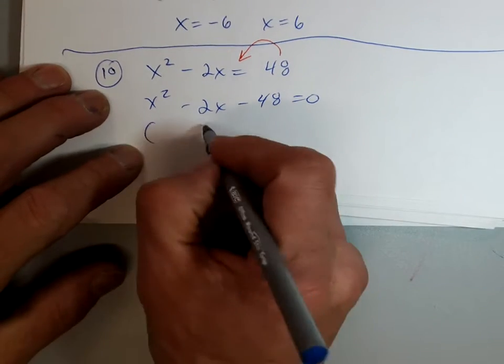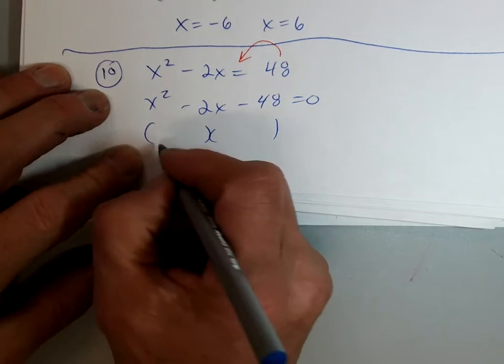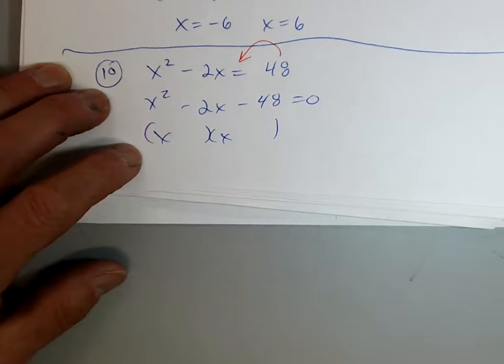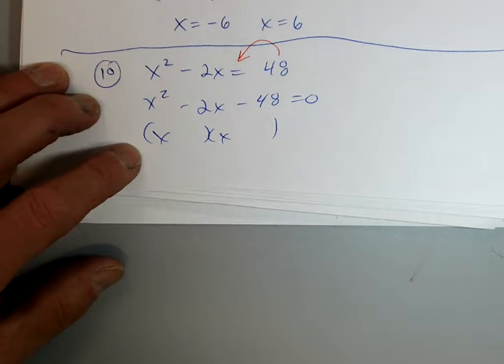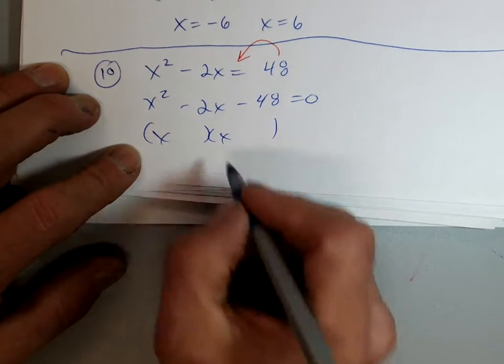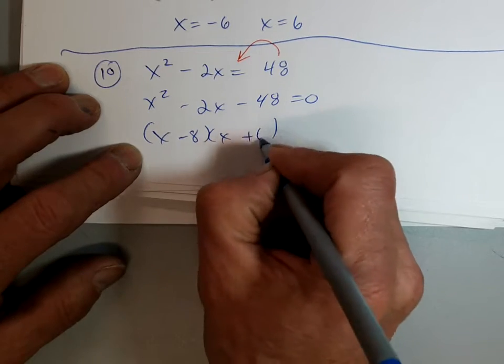What times what? X. Yep. 24? Nope. No. 8 and 6. 8 and 6. How about a negative 8 and a positive 6? There we go.